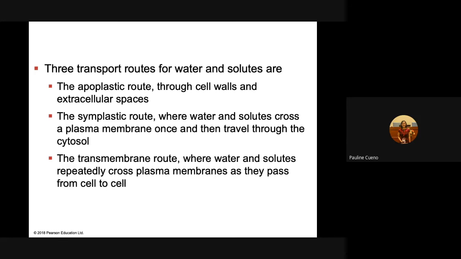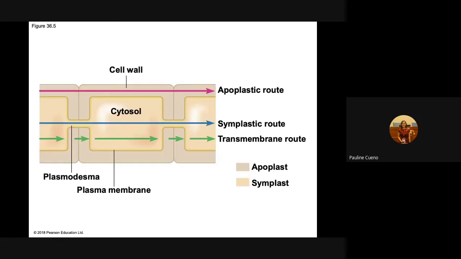So the symplastic route, if you look at this image, passes through the plasma membrane only once and then goes through the cytosol. If you recall, the symplastic route uses the plasmodesmata, which is the connection between the different cells.